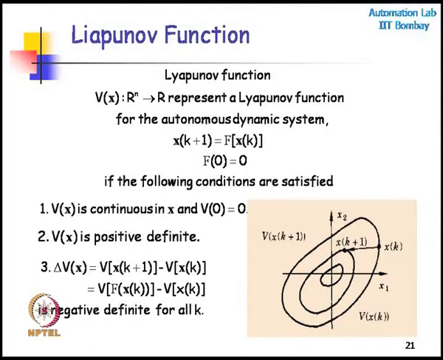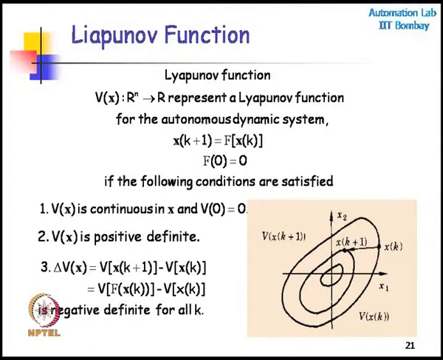Once you reach the trajectory, the next point is on the trajectory, in the sense that this is the constant V value, this is the contour for V equal to constant. The next move occurs such that it is again on the same contour. A third move occurs such that it is on the same contour. What will happen is delta V, this is a contour for V equal to constant.